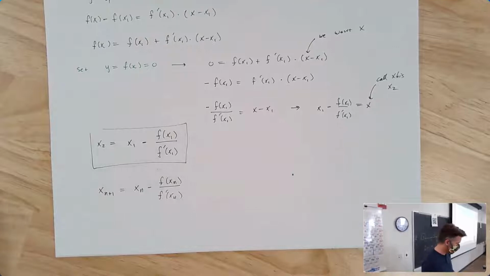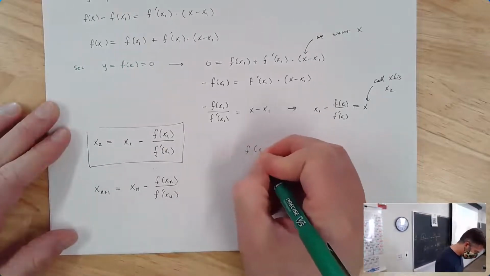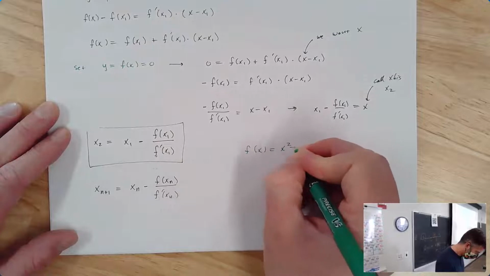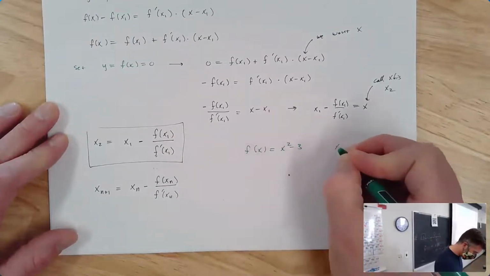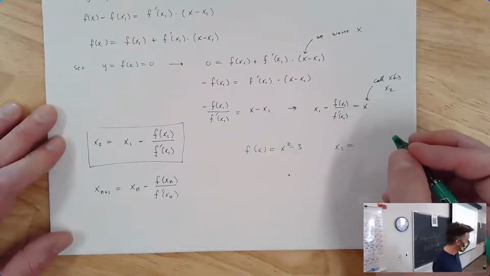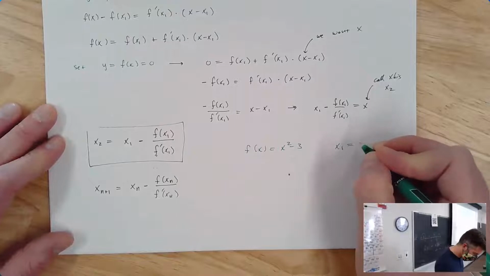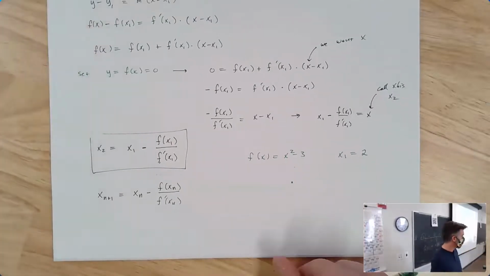And now I really want to double check my work to make sure that what I did in the first place was right. So if we look back at our first example, our function was x squared minus 3. Our first guess was, oh, I see the mistake I made. Our first guess was x1 equal to 2. And when I found the derivative, I wasn't being careful.